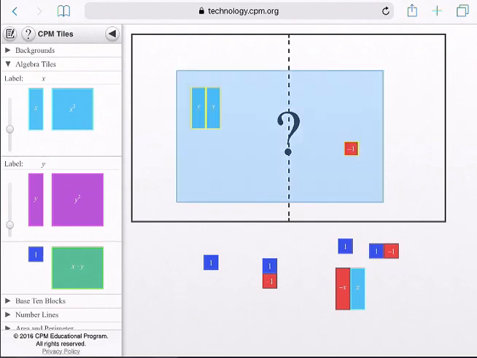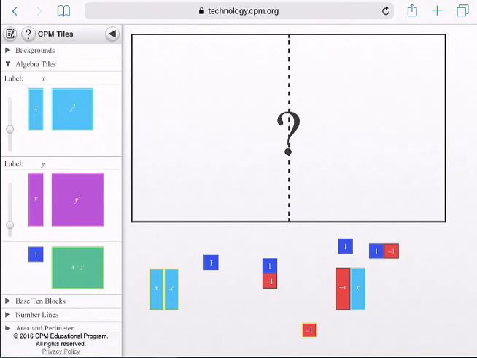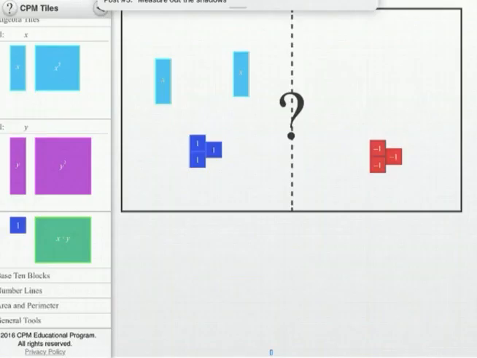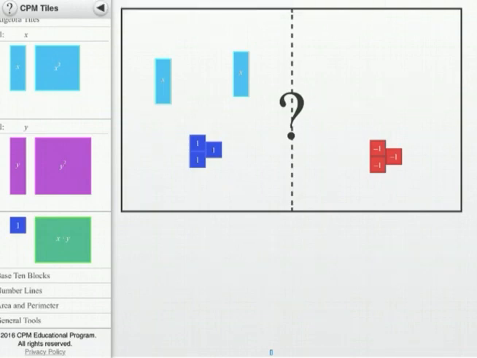So let's come up with a time where you might need to add a zero pair. Okay, the last example for adding zero pairs might be if you have an expression mat that looks like this, or a comparison mat that looks like this, with two positive x's and three positive ones on one side and three negative ones on the other. Right now, I don't have any balanced sets I can remove. So one way I might get those x's alone is to add zero pairs to side B.